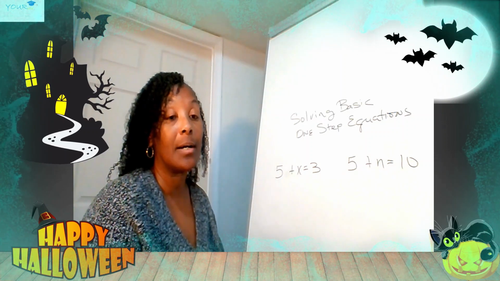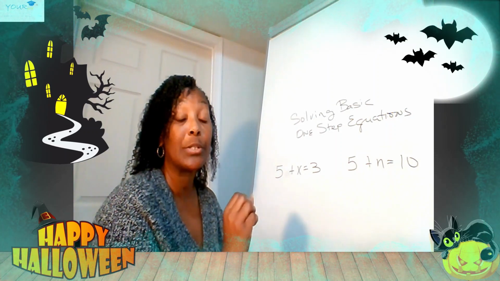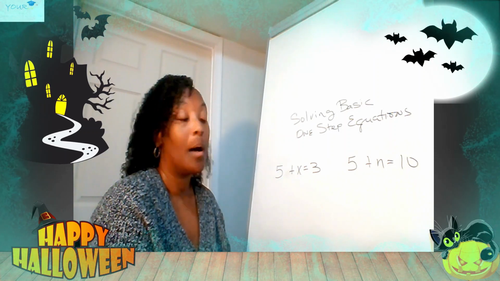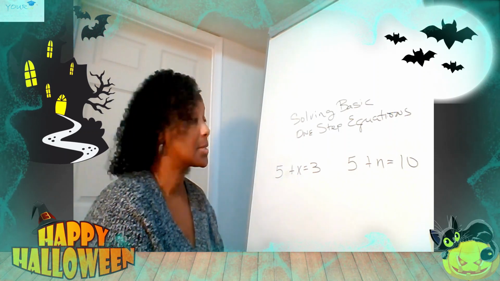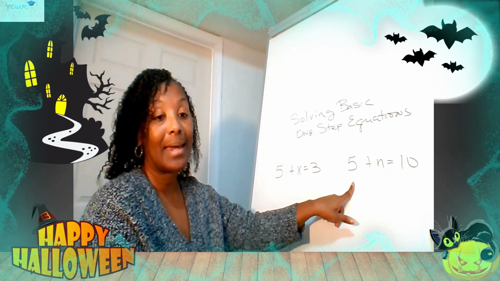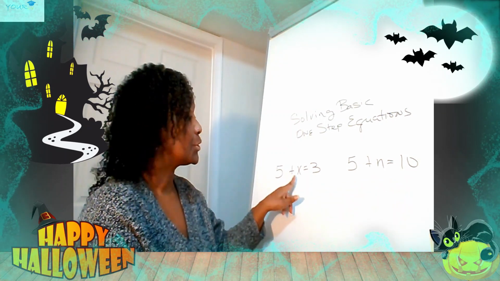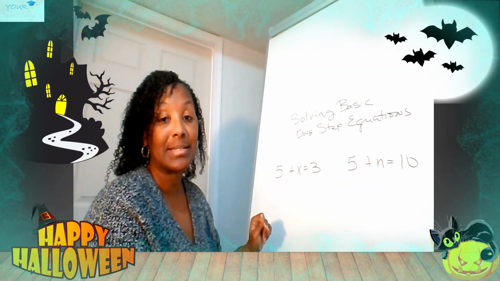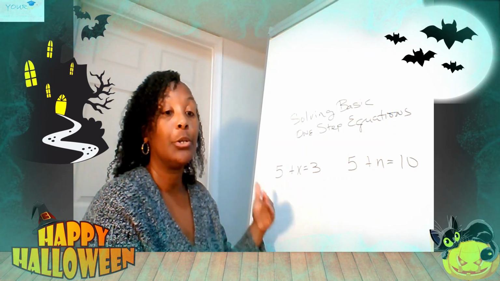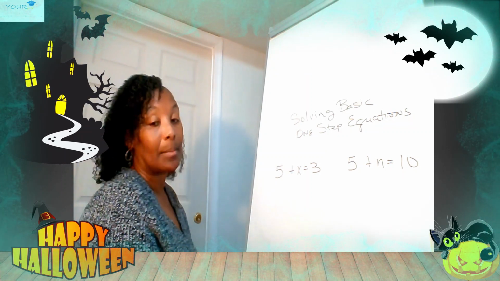The reason why is because if you do not understand how to solve one-step equations, you're going to struggle with multi-step equations. Okay, so let's look at some basic one-step equations. So here I have 5 plus x equals 3. And on this side, I have 5 plus n equals 10. So it doesn't matter which variable is being presented, x, n, p, or whatever letter you have here, you're going to solve them in the same manner, okay? So these are our one-step equations.